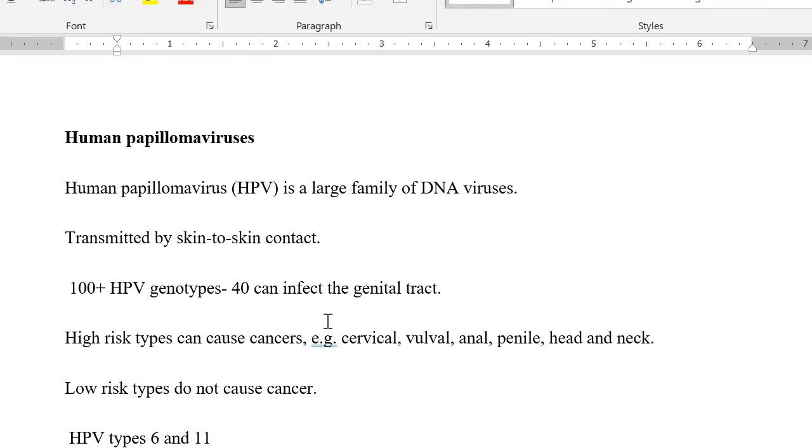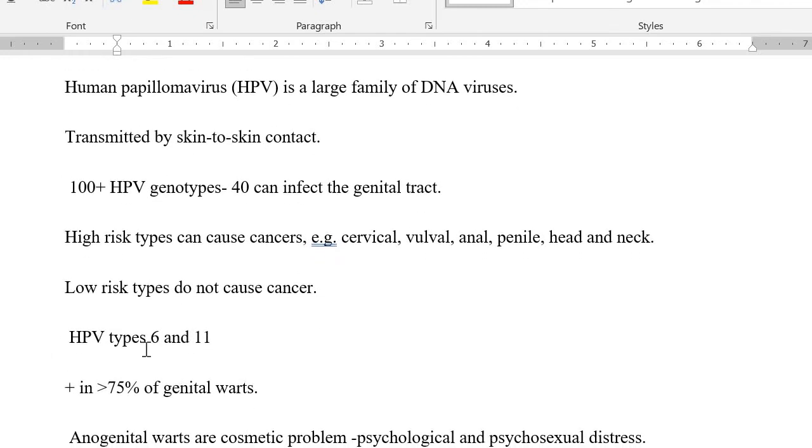Then for the specific infections, now we are going to talk about specific infections like human papillomavirus. This is a large family of DNA viruses. It is transmitted by skin to skin contact, and there are more than 100 types of HPV, and 40 of them can infect the human genital tract. High risk types can cause genital tract malignancies like cervical, vulval, anal, penile, and head and neck cancers. The low risk types do not cause cancer. Low risk types are HPV type 6 and 11. They cause genital warts, and they are positive in more than 75% of genital warts.